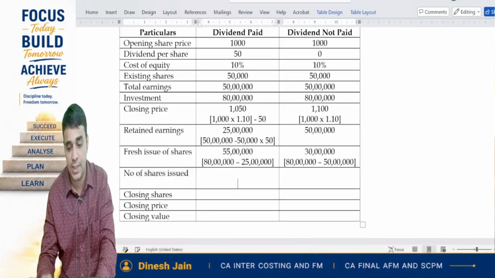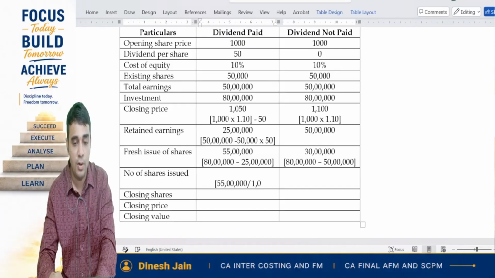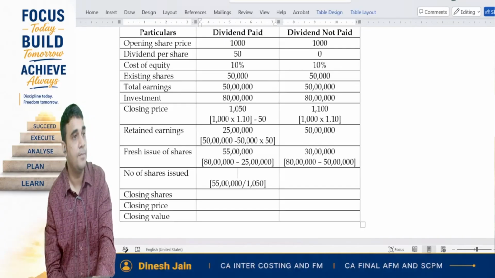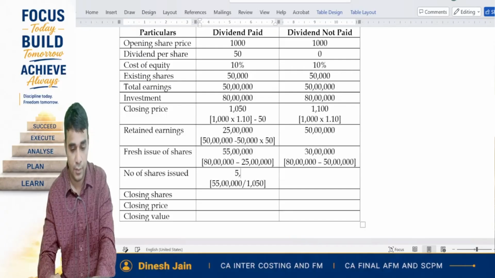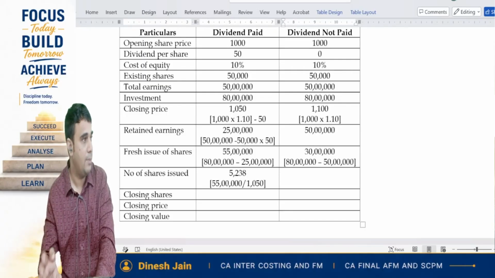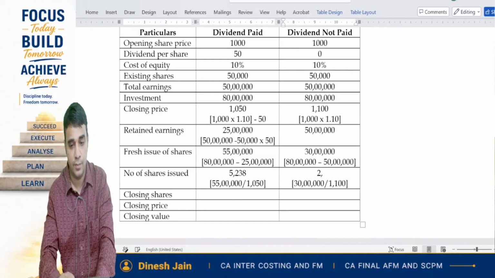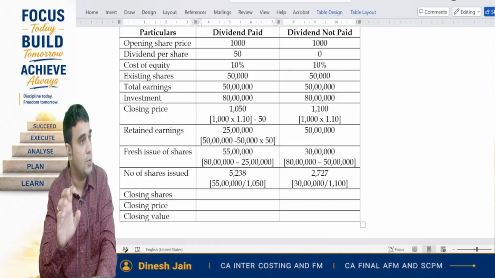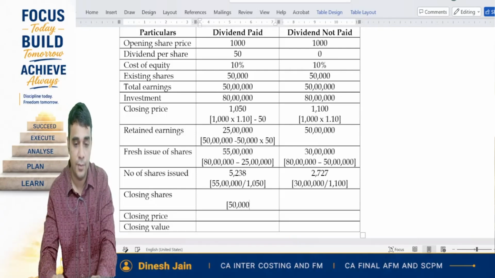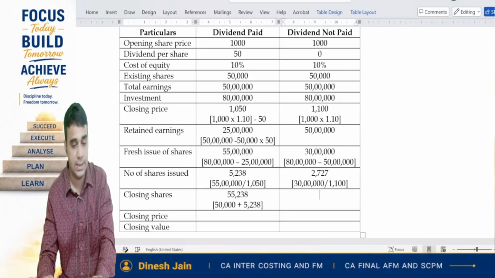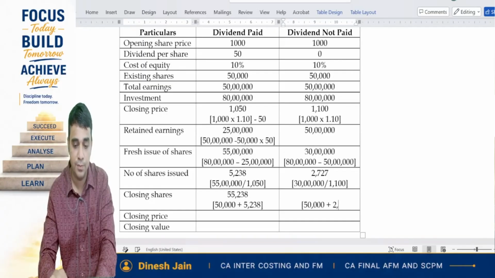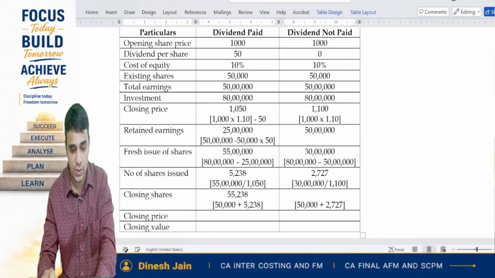At what price will we issue the shares? 1050. Can you divide and tell me? 5238. You round off the numbers, okay? And 30 lakh will be divided by what price? 1100. How much? 2727. Closing shares is 50,000 plus extra 5238, which is 55,238. And this side 50,000 plus 2727, how much is this?